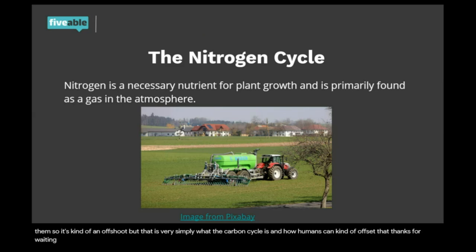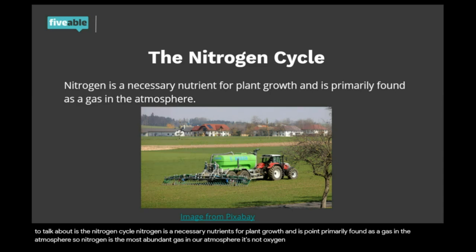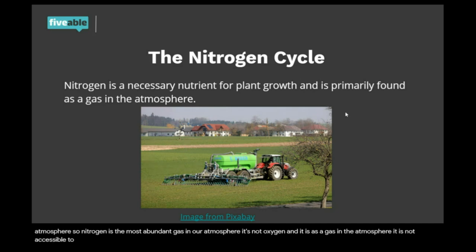Next one we're going to talk about is the nitrogen cycle. Nitrogen is a necessary nutrient for plant growth and is primarily found as a gas in the atmosphere. So nitrogen is the most abundant gas in our atmosphere. It's not oxygen. And as a gas in the atmosphere, it is not accessible to plants. So plants cannot pull that in and use it freely.